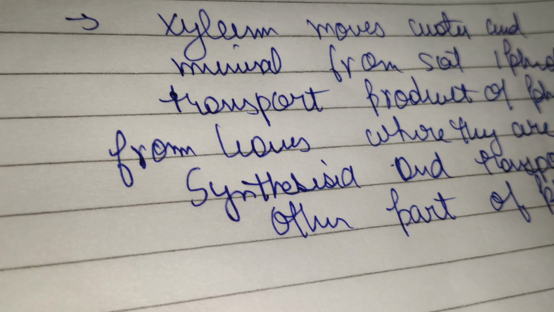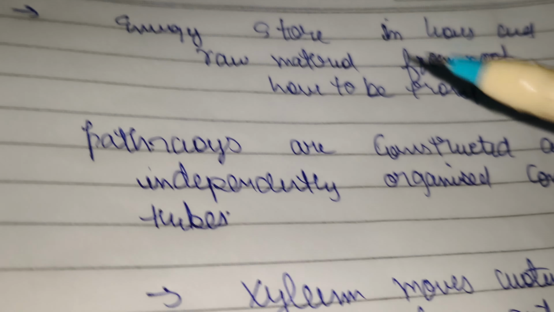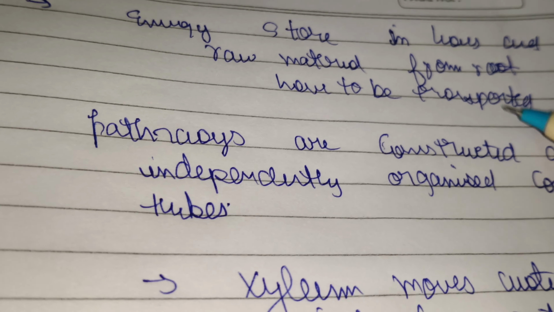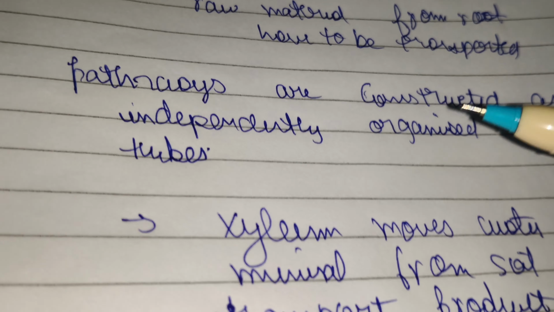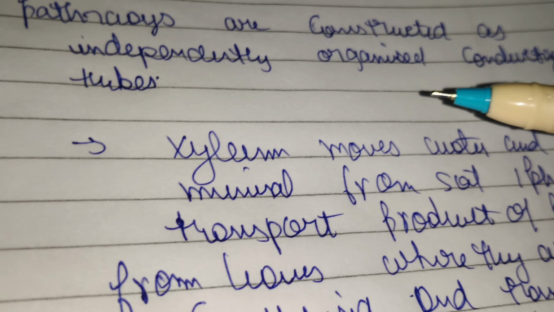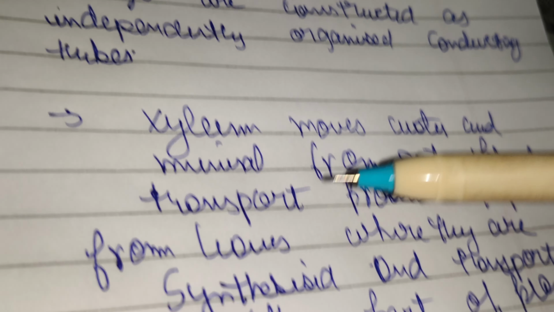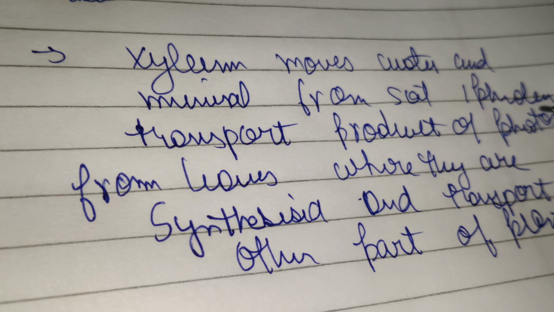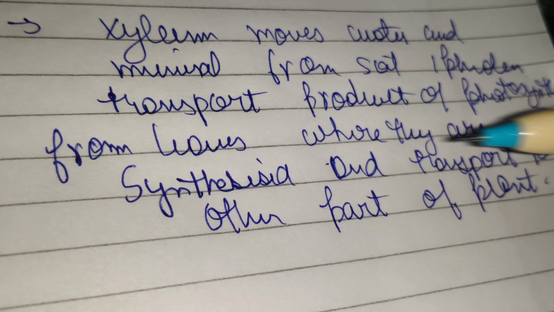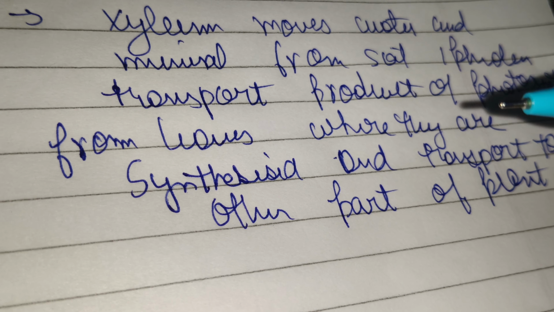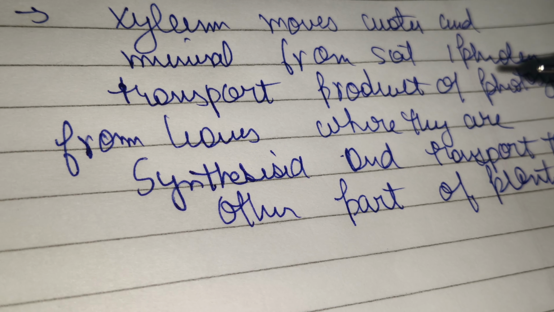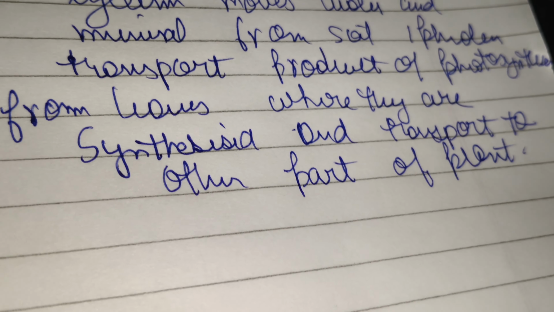And the pathways are conducted independently. Obviously, like we know, the energy is stored in the leaves and the raw material comes from the soil. They are transported to different parts of the plant. So basically, paths are constructed as independently organized conducting tubes. Xylem moves water and minerals from the soil, and phloem transports the products of photosynthesis, where they are synthesized, to the different parts of the plant.